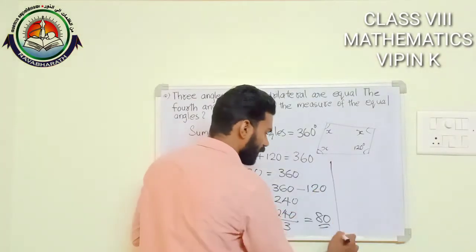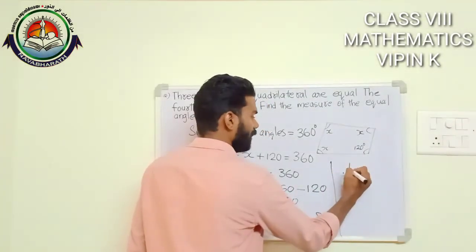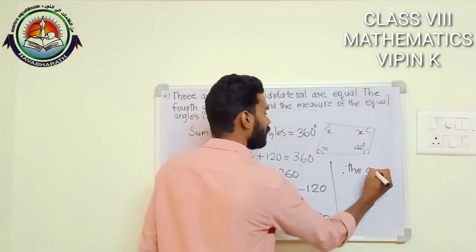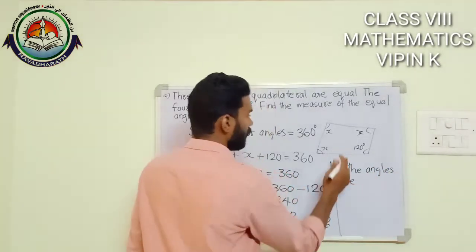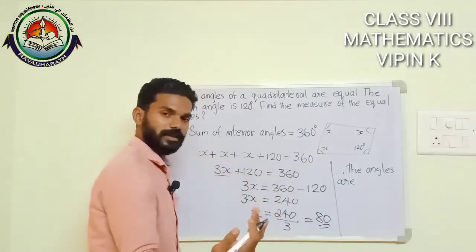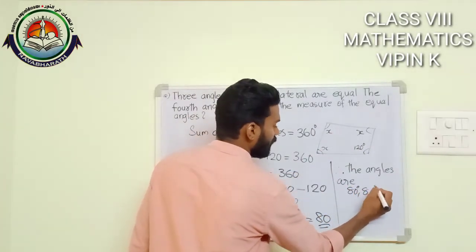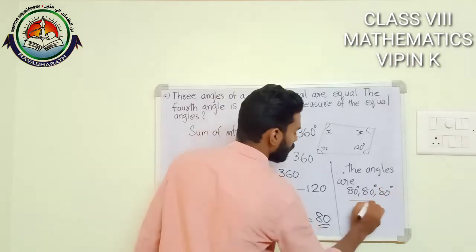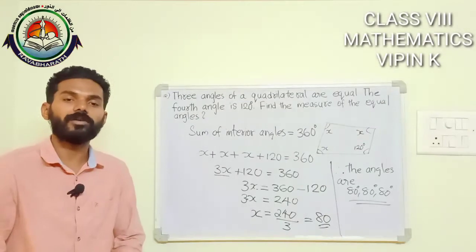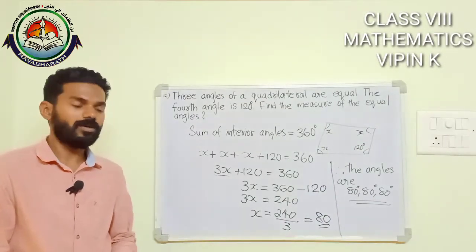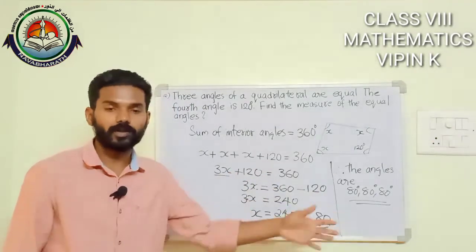So, which are the angles? Therefore, the angles are, tell me which are the angles? The 3 angles are 80 degree, 80 degree, 80 degree. These are the 3 equal angles. I hope you are clear. So, we must be careful while solving equations.